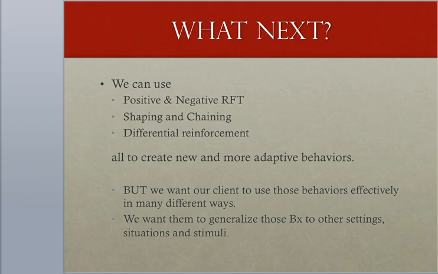So, I want to start this section by saying, so what next? We've talked a lot about different procedures that we can use. We've talked about token economies and positive and negative reinforcement. Differential reinforcement. We haven't talked about shaping and chaining, but we will. But these are all methods designed to create new and more adaptive behaviors.